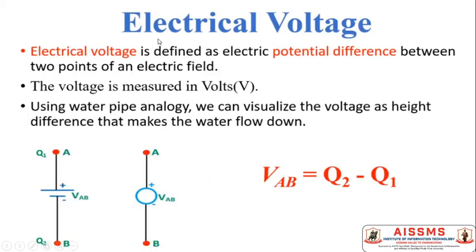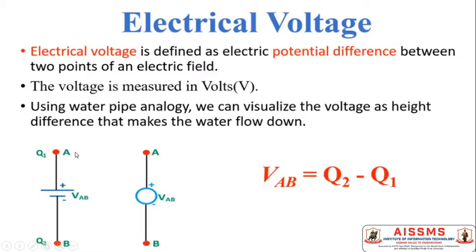Next point, electrical voltage. Electrical voltage is defined as the potential difference between two points, or two nodes, or two junctions of an electric field. Voltage is measured in volt. It is denoted by V. Using the water pipe analogy, we can visualize voltage as a height difference that makes the water flow down.